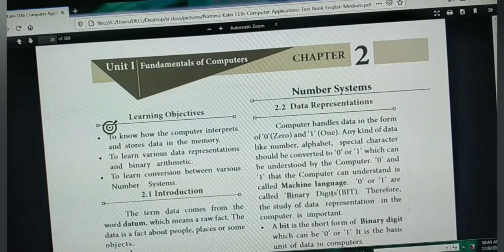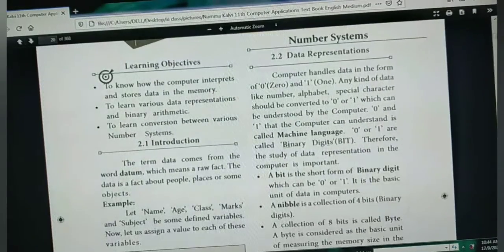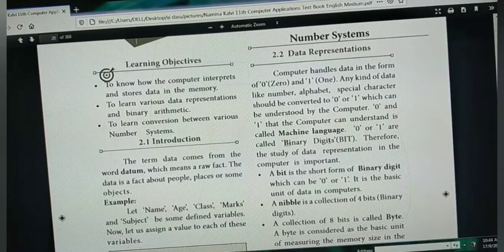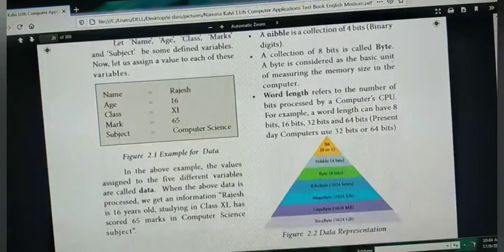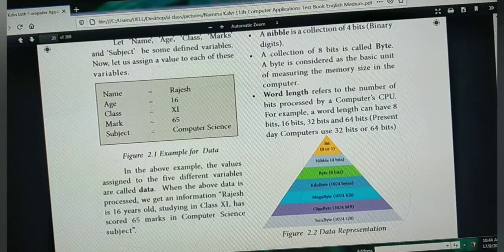Yes, this is your book, second lesson. In the first line you are having the introduction. The term data comes from the word datum. They have discussed a few examples for you. Below, you are having the values assigned to the 5 different variables. Here you should not mention the term 5. Mark the 2 lines. It is for your book back first question.